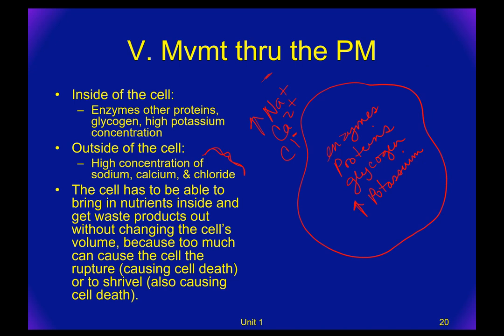When it comes to nutrients and getting them in, if I keep filling and filling this cell, eventually it would explode like an overinflated balloon. So there has to be balance. It always goes back to that idea of homeostasis and making sure that for everything in, something goes out, so that the volume of our cell stays stable.